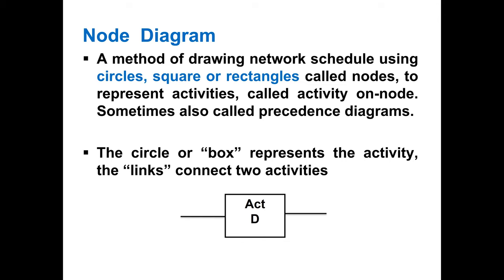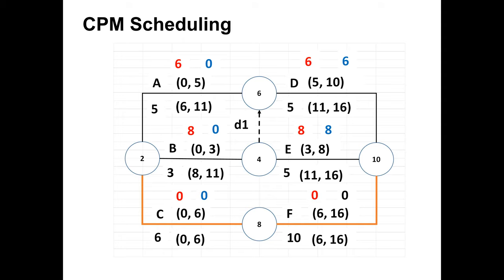Okay? Node diagram. We have finished talking about the arrow diagram, so you need to practice how to draw the node diagram and how to find the critical path of the node diagram. Okay. So if I go back a little bit, the critical path is always continuous from start to finish, and it is the longest path. Okay. There is no free time on this path. So activity C is going to start from time zero and finish at six. And the next activity F is going to start from six and finish at 16. So there is no free time. The path is always continuous, it is the longest path in the network diagram, and it is always from start to finish.